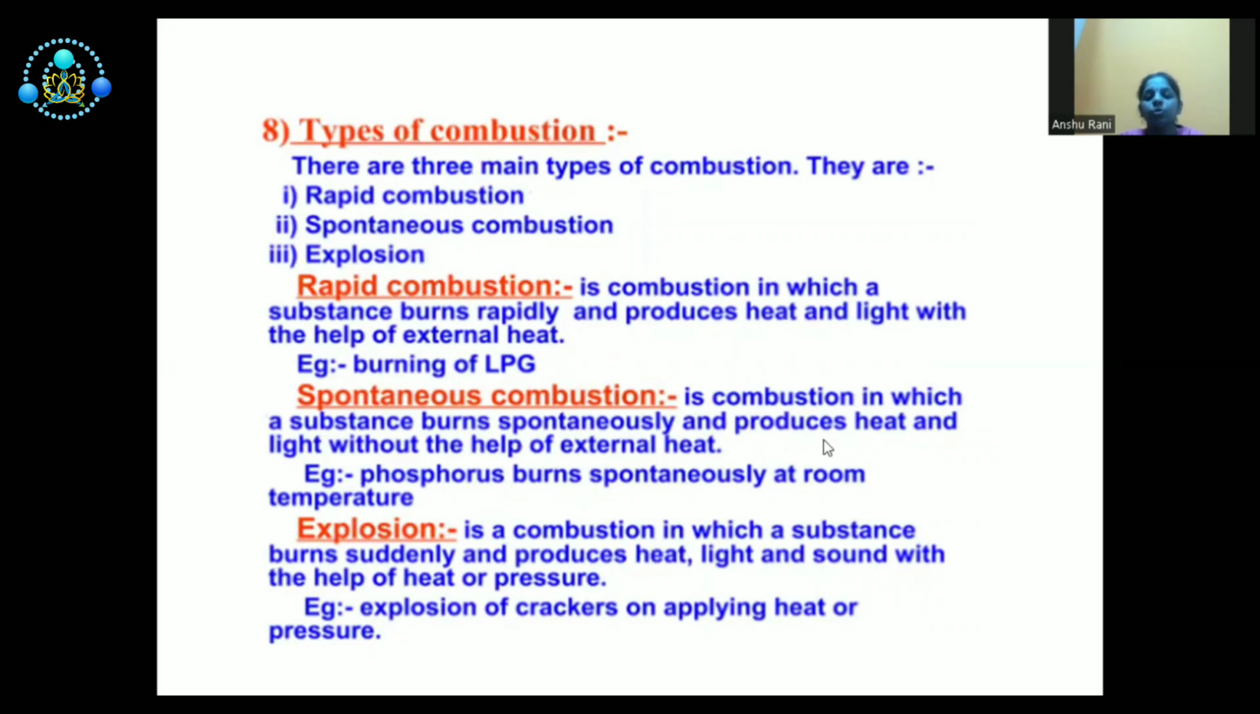Then come explosions. Explosion means when things suddenly start burning and produce heat, light and sound. Like crackers, they produce different types of sounds and light.